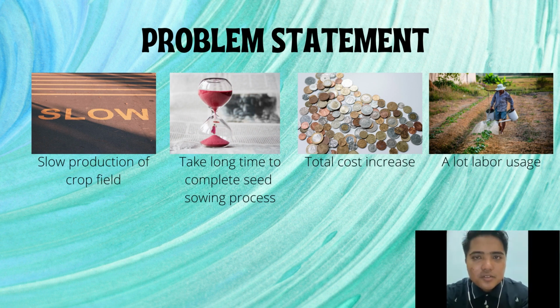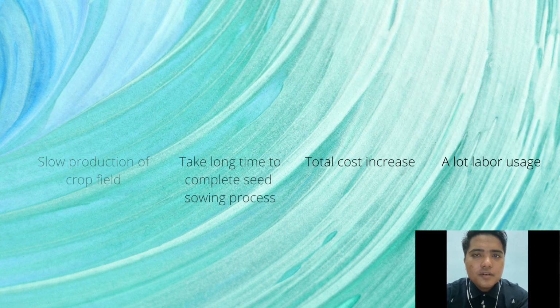The problem statement to overcome in this project is that the production of the crop field becomes slow. The sowing process of the seed becoming longer can affect the quality of the plant. Next, the total cost of production will increase because we need to wait for the plant to grow up so that crop yields can be taken. Lastly, the employer needs to hire a lot of labor to manage the crop farm.